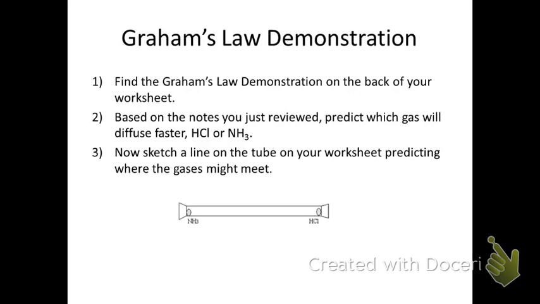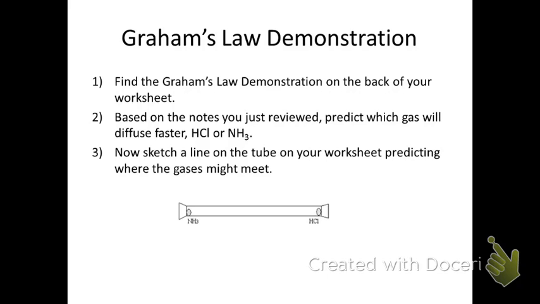And the next part is a demonstration that you're going to watch. Find the picture of the tube with NH3 and HCl on the back of your worksheet under the combined gas law problems. Based on the notes that we just looked at, predict which gas will diffuse faster, the hydrochloric acid HCl or ammonia NH3. And sketch a line on your worksheet predicting where the gases might meet.